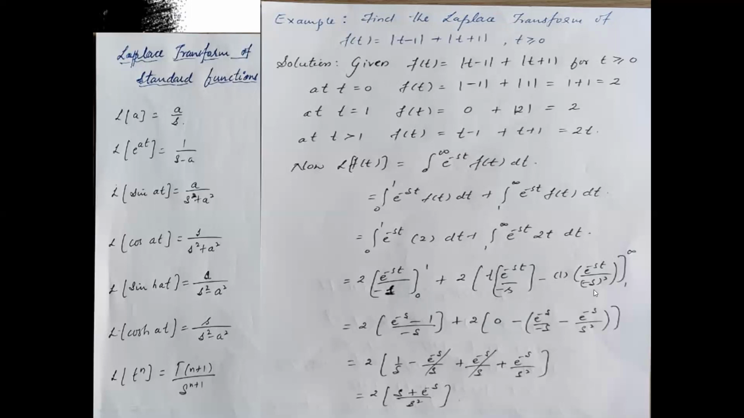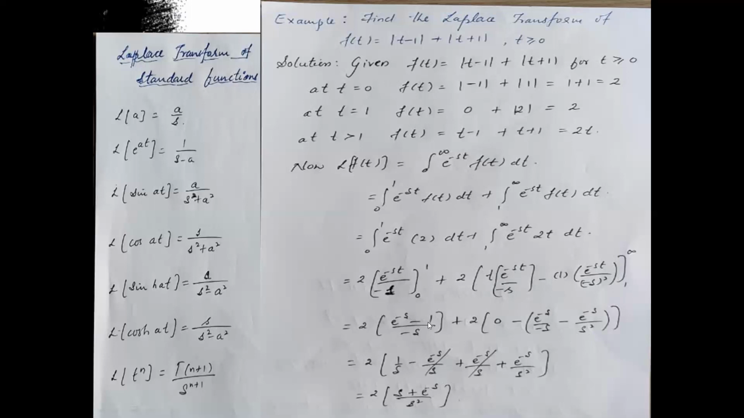Then minus, we put the lower limit 1. t is 1, so 1 into e raised to minus s divided by minus s. Minus we have again here, so let us bring it down, minus. Then again put 1 in this term: e raised to minus s divided by minus s whole square, which means it is just s square. So let us write all the terms, 2 as it is, e raised to minus s divided by minus s is written here, e raised to minus s is there, so written here.